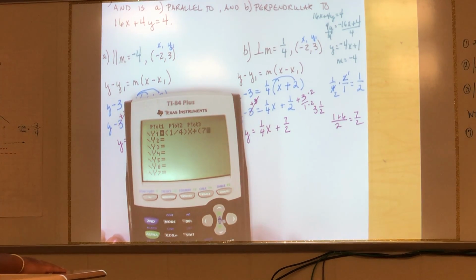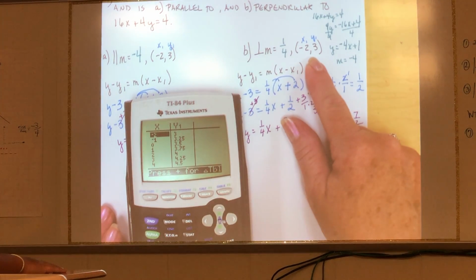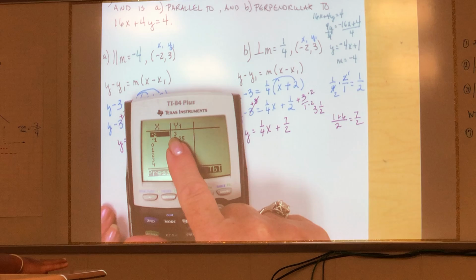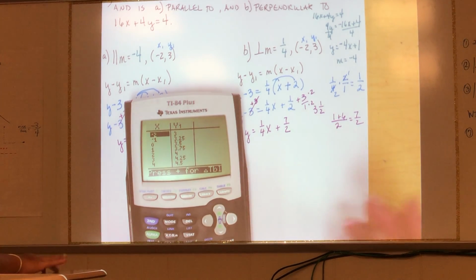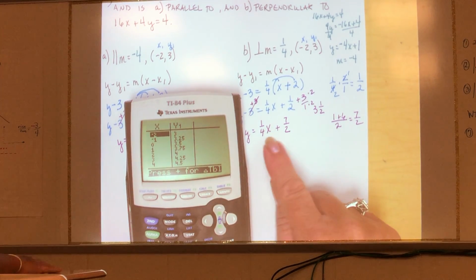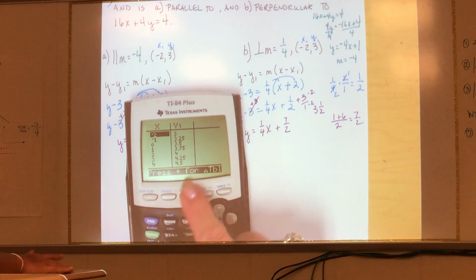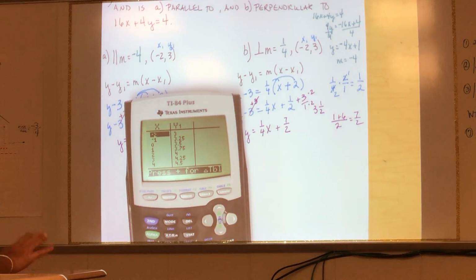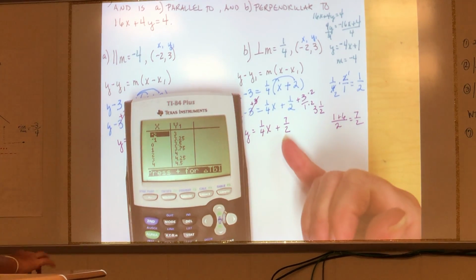So 7 divided by 2. I'm going to go table. I'm still looking for that -2, 3, and there it is. Okay? So if you use the fraction button to do this equation, these numbers out here would all be in fraction form. They would be more difficult to graph. There would be improper fractions, and it would take you longer to graph. That's one of the reasons I don't like to use fractions when I'm graphing.